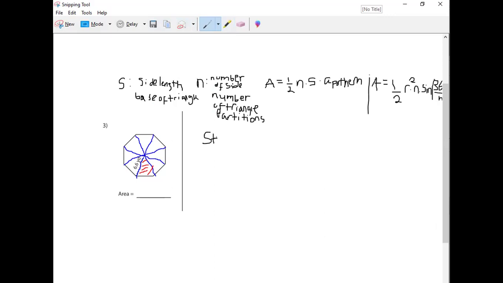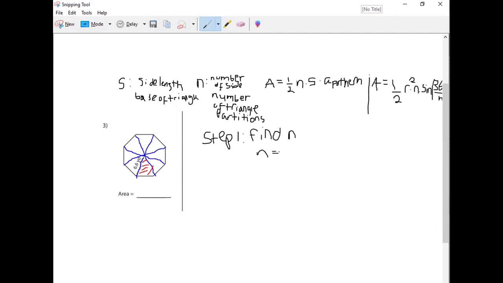Step 1, find n. And here we have 8 triangles. In this case, n equals 8.